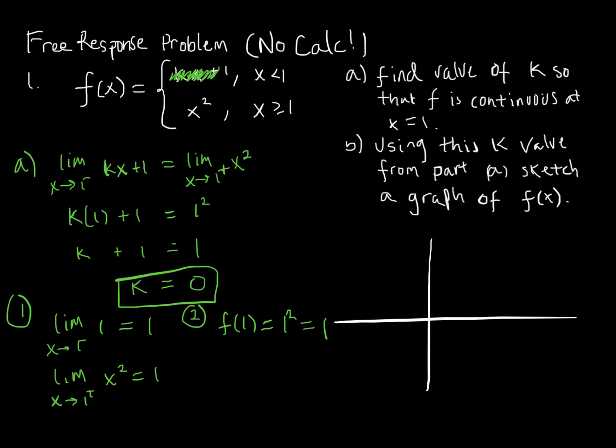And if you haven't already, I encourage you to go ahead and try this on your own first. So when x is less than 1, and let's put 1 right here, when x is less than 1, the function is equal to y equals 1, right? That's pretty simple. And it's strictly less than, so there's an open circle here.